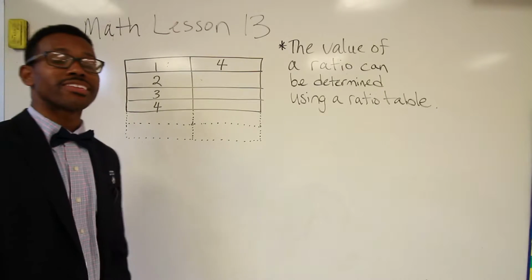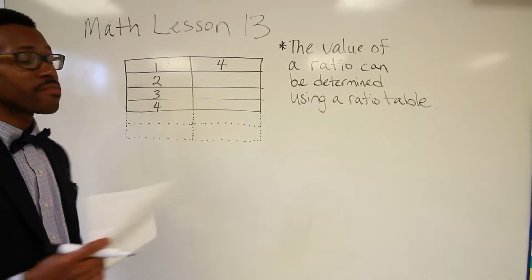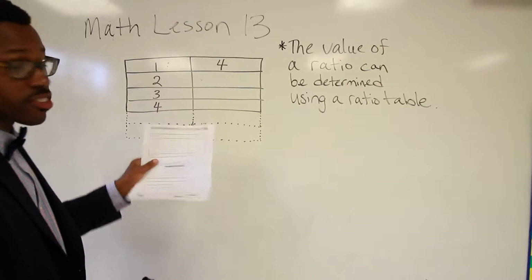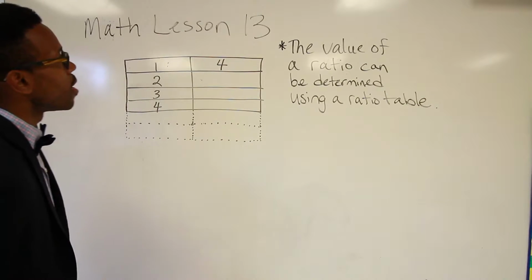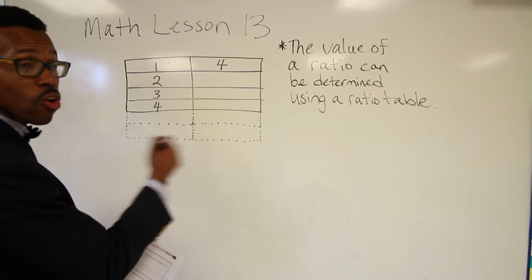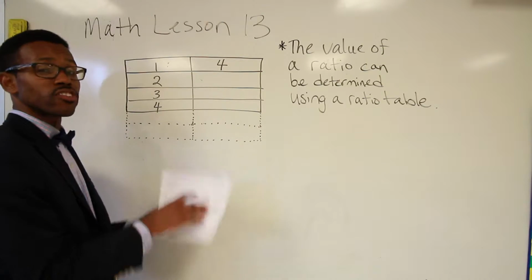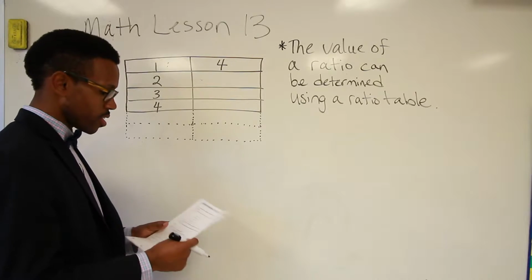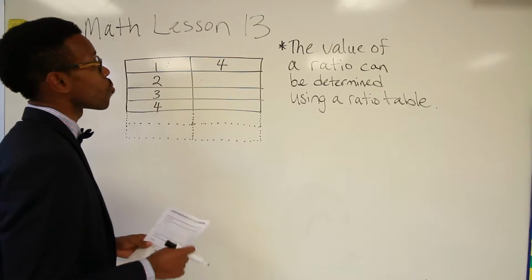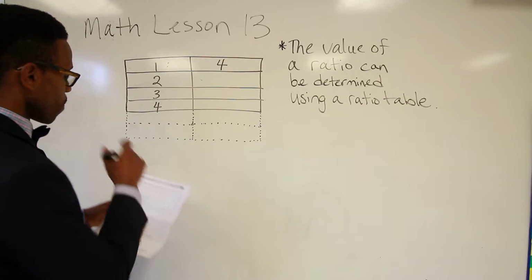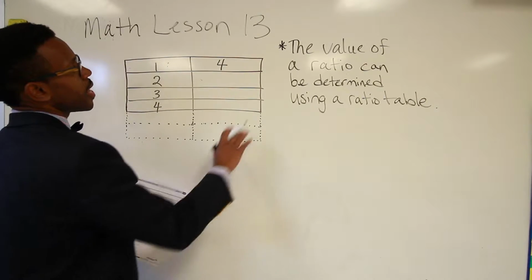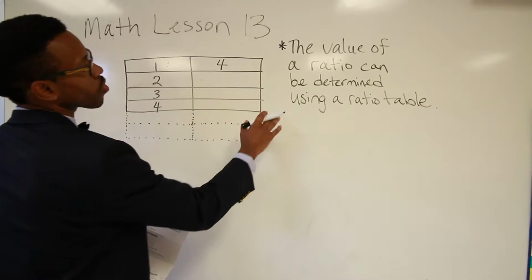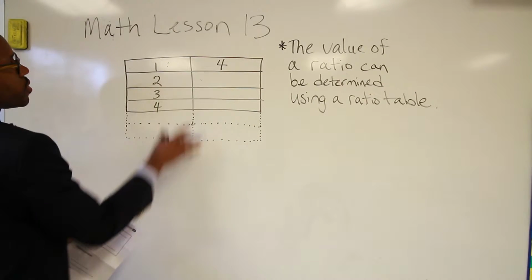Today we were going over lesson 13. It still had very much to do with ratios, and here I have your homework that you received tonight. So I'm going to be going over today's lesson using this homework. For those of you who are watching the video, you might get some really good help in finishing your homework tonight. This is going to show us how we can find the value of a ratio, how it can be determined using a ratio table, which you see here.